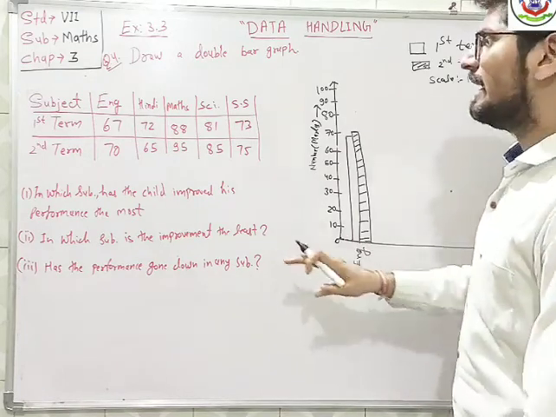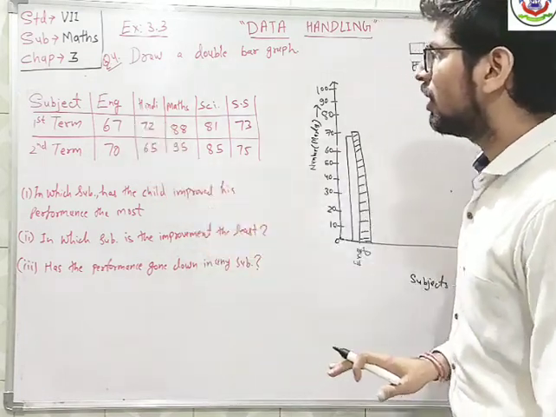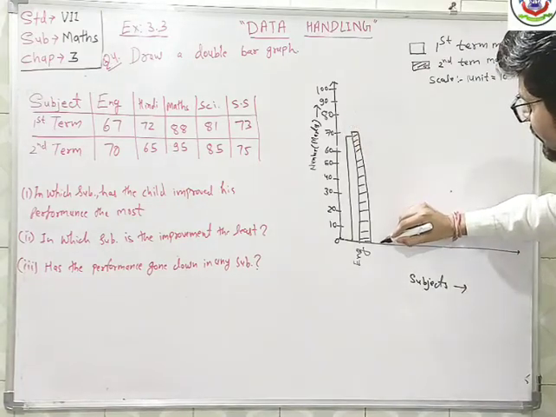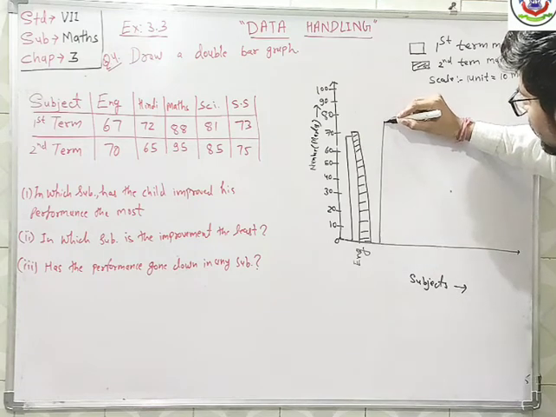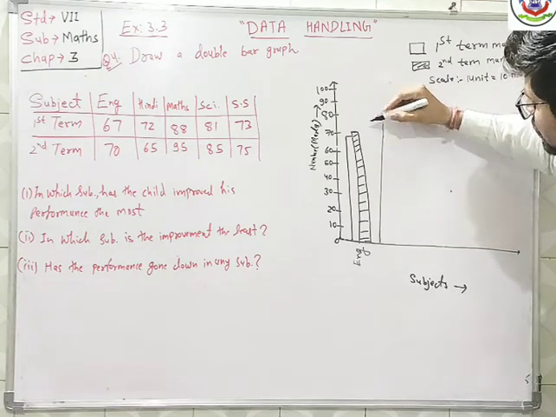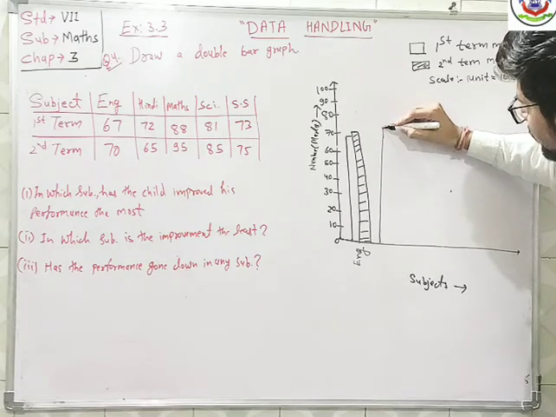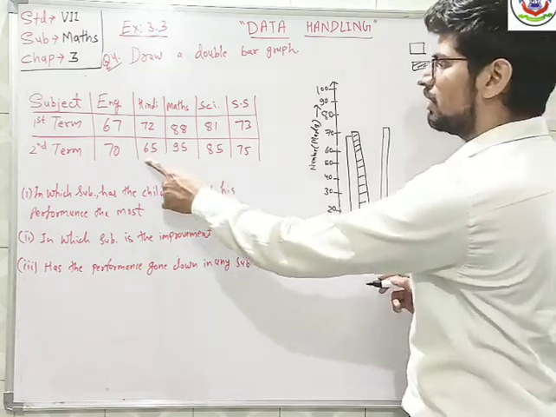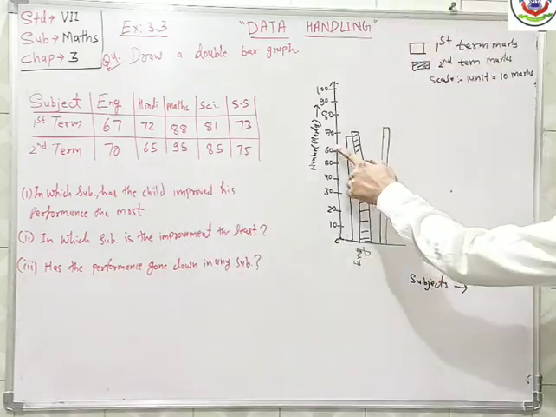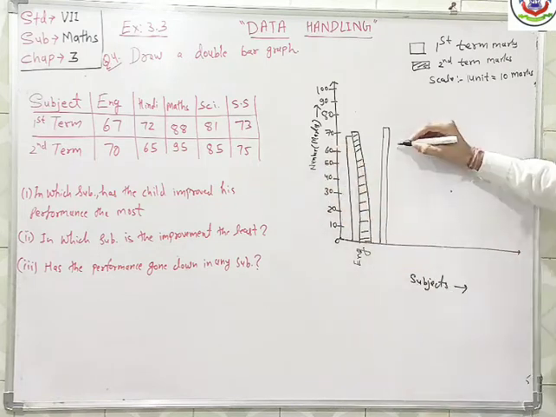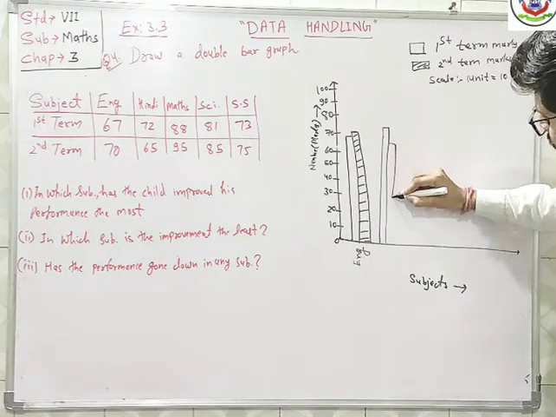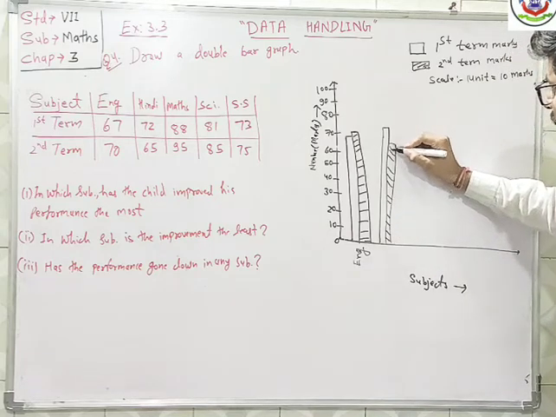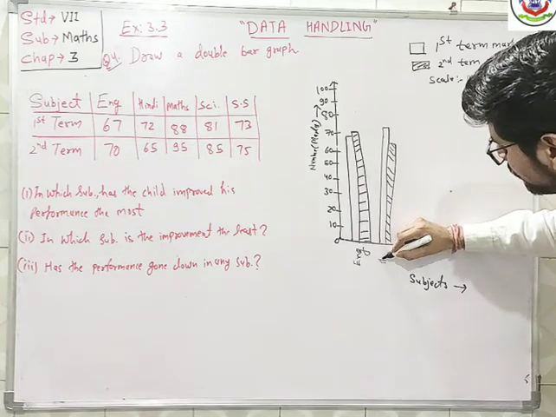Okay, then next one is Hindi. In first term he got 72 marks. So 72 marks is between 70 and 80. So this is approximately 72. Then in second term he got 65 marks. So 65 is between 60 and 70. And for the second term, we have to draw these lines. Okay, so these are the marks of Hindi.